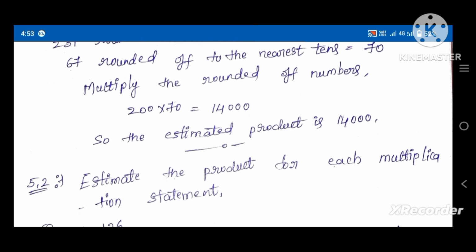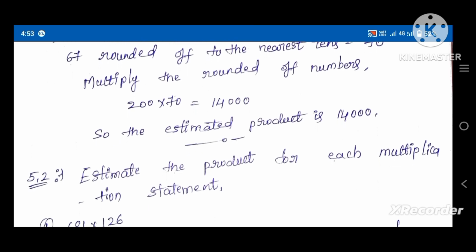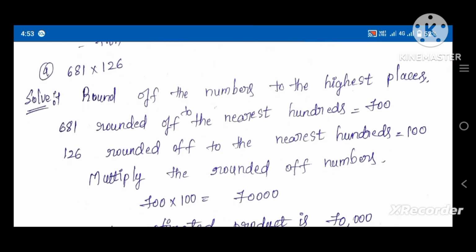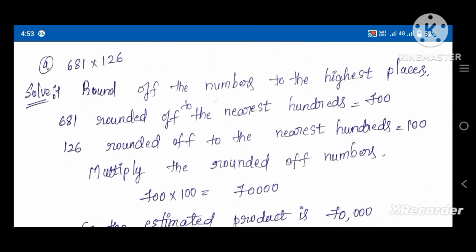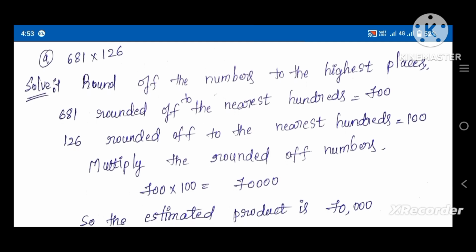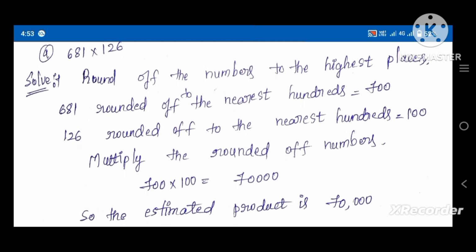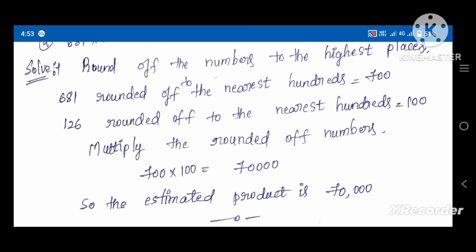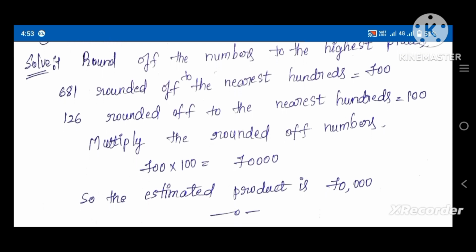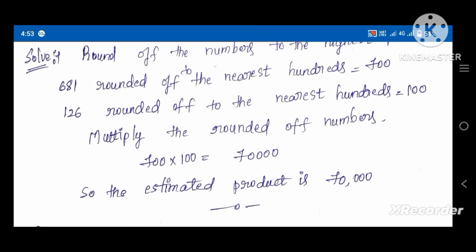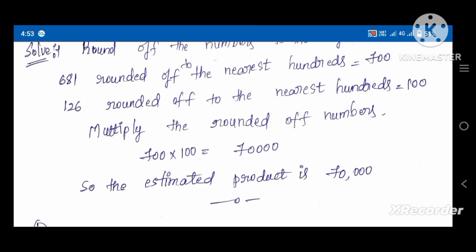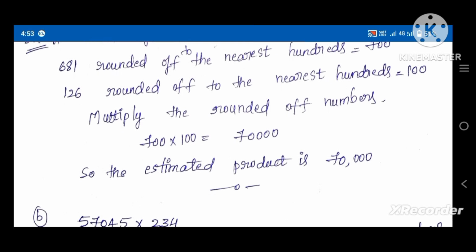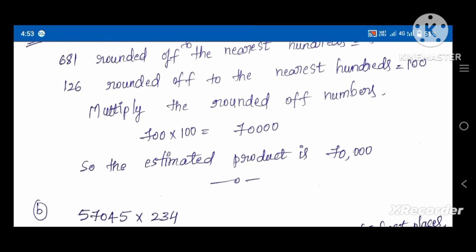5.2 Estimate the product for each multiplication statement. A. 681 into 126, solve. Round off the numbers to the highest places. 681 rounded off to the nearest hundreds is equal to 700. 126 rounded off to the nearest hundreds is equal to 100. Multiply the rounded off numbers. 700 into 100 is equal to 70,000. So the estimated product is 70,000.